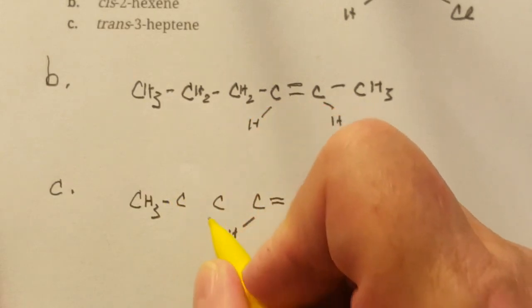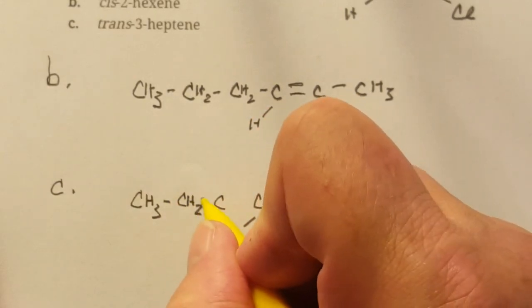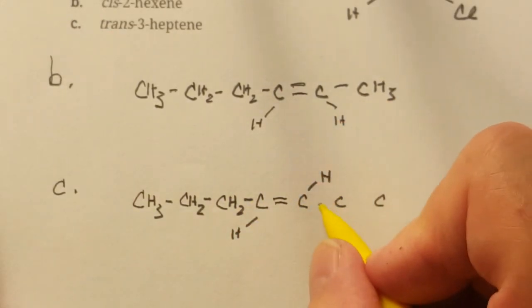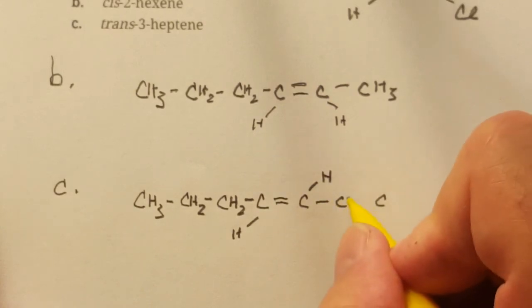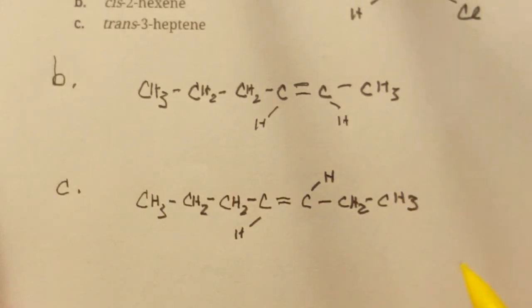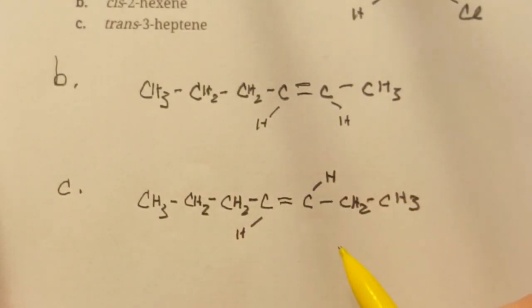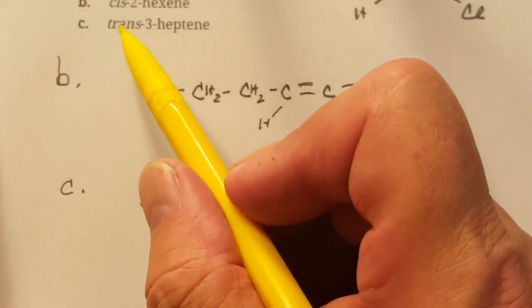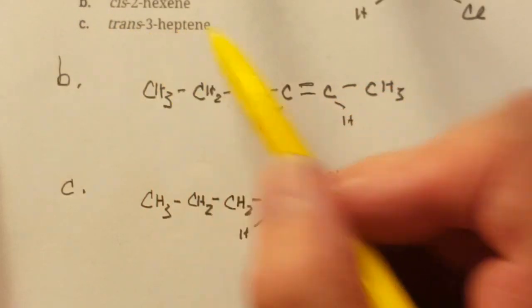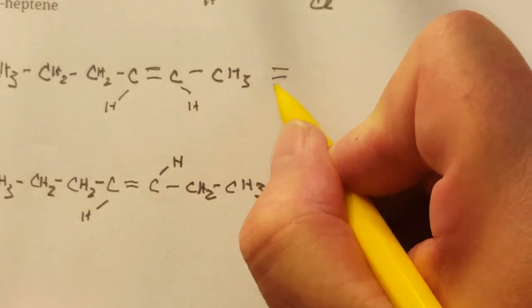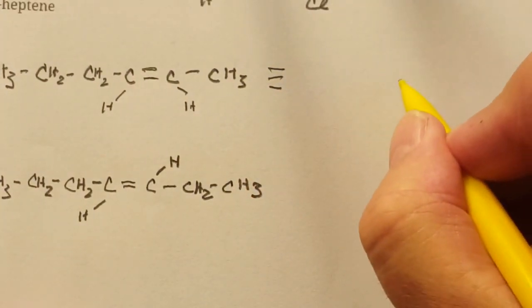CH3 bond, CH2 bond, CH2 bond. Bond those, CH2 bond and CH3. So the hydrogens are on the opposite side. The bulky groups are on the opposite side. So this is a trans-3-heptene molecule. Now I could have just as easily drawn these in this configuration.